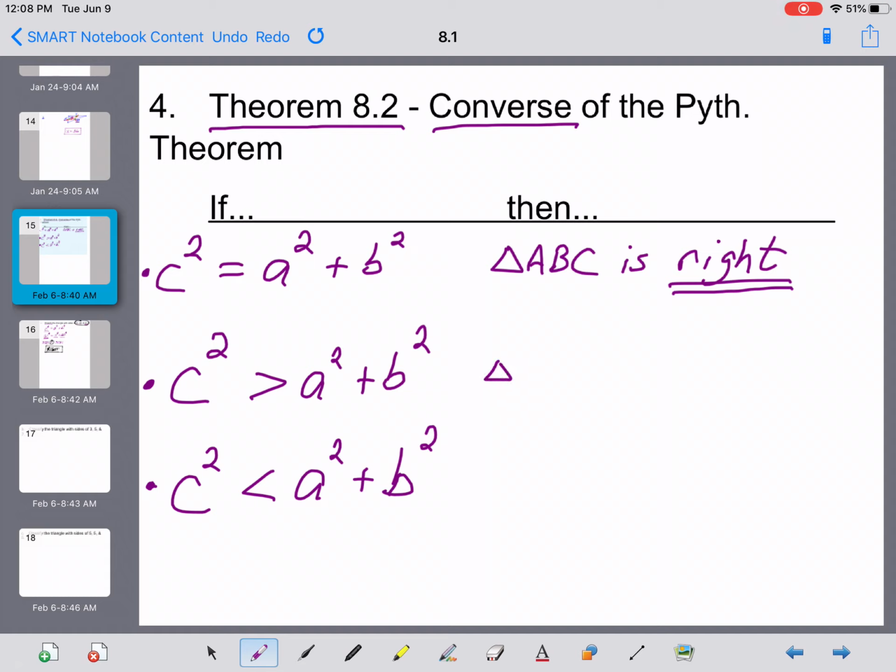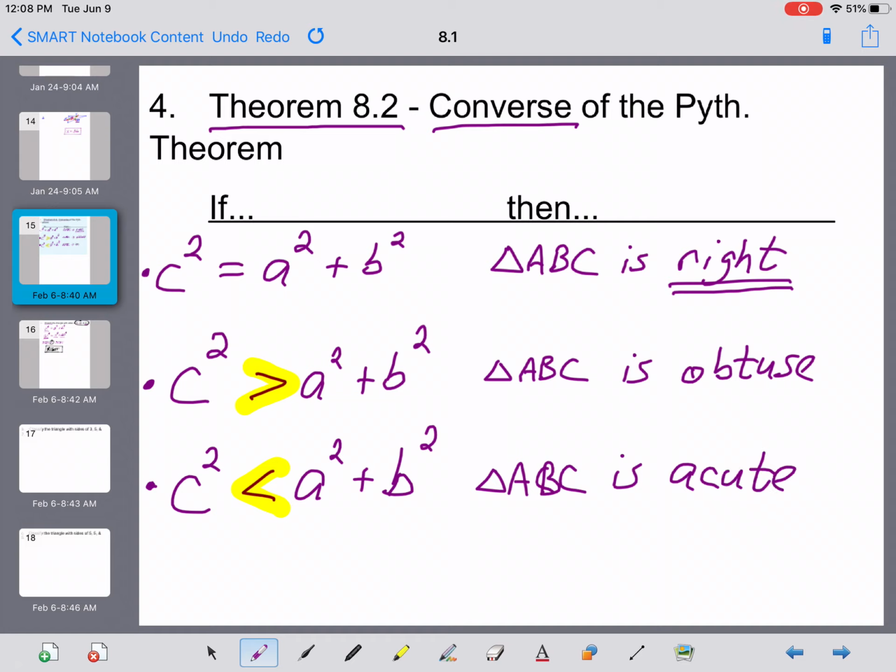So I'm going to go ahead and give you this information now. Triangle ABC is, now this right here is the reason I had you guys write it backwards. If you put the c squared at the beginning, a greater than sign right here means that triangle ABC is obtuse. And going along with that now, if c squared is less than a squared plus b squared, less than means that triangle ABC is going to be an acute triangle.